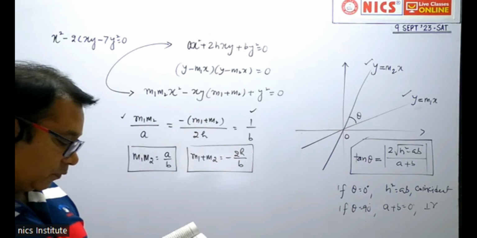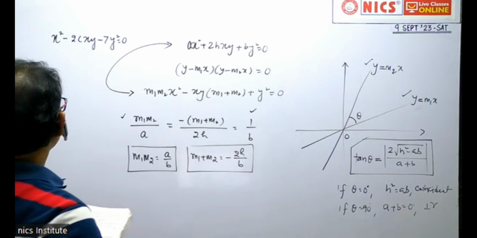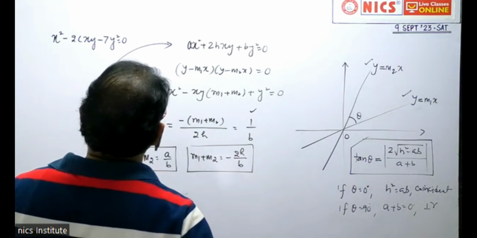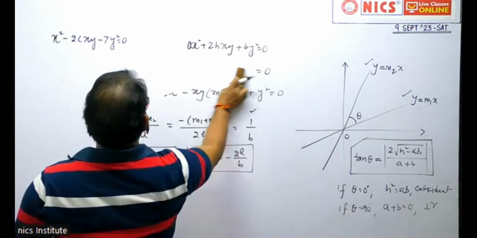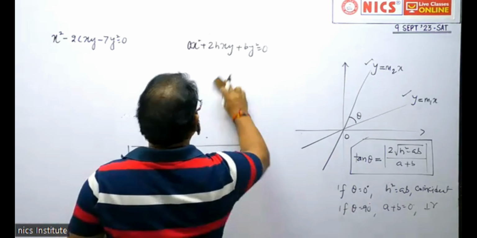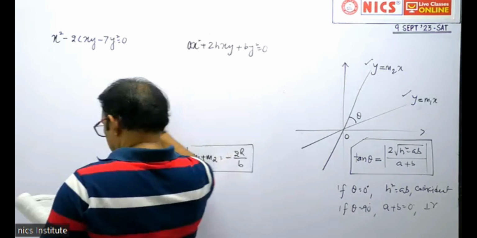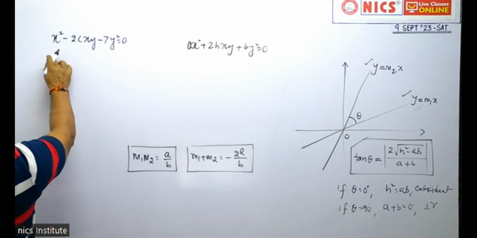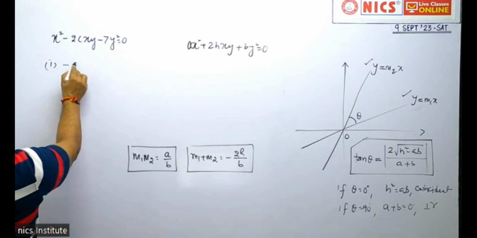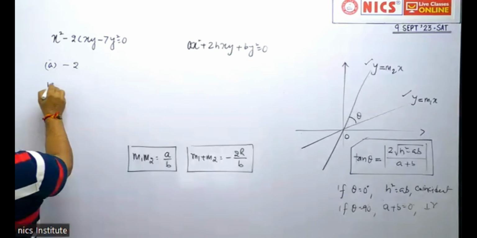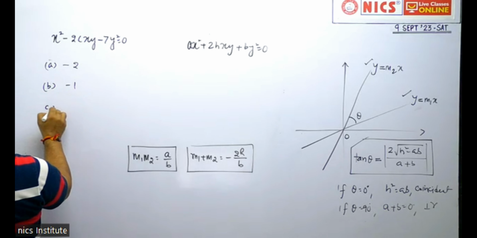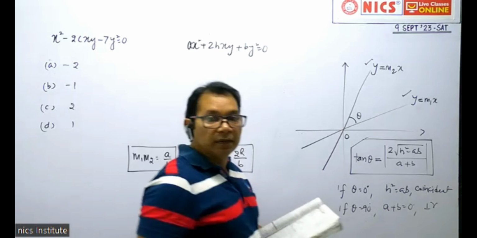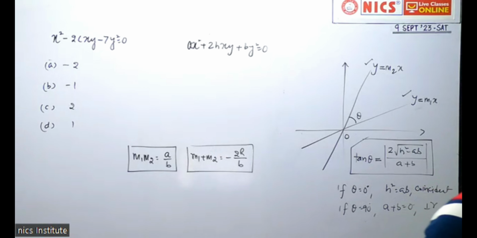If the sum of the slopes of the lines given by x square minus 2cxy minus 7y square equal to 0 is 4 times their product, then the value of c is, and these are your options. Take your own time, no hurry. Results you already have, which you have to apply, and you get the answer.